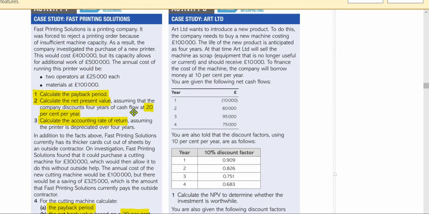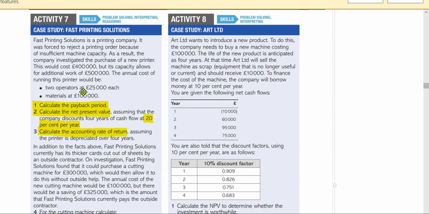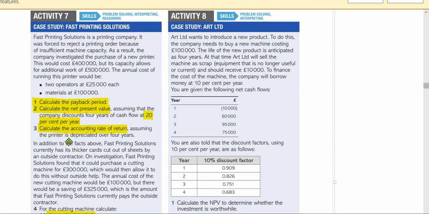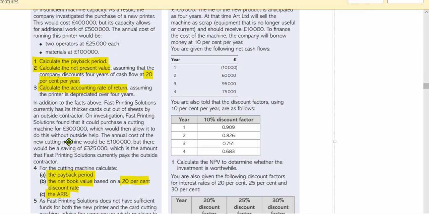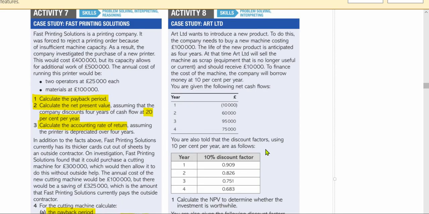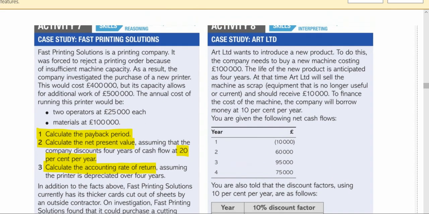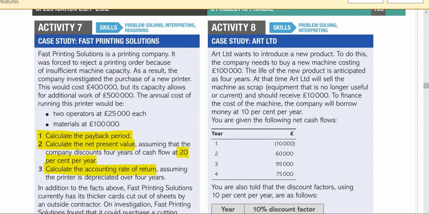So let's read activity 7. Just read the question once, then I'll solve it for you. Now read the question and solve. Activity 7: Fast Printing Solution is a printing company. It was forced to reject a printing order because of insufficient machine capacity. As a result, the company investigated the purchase of a new printer.